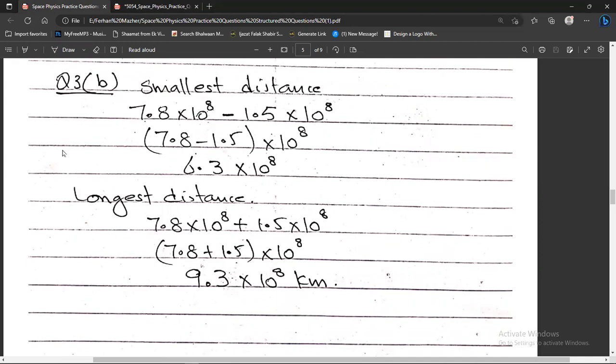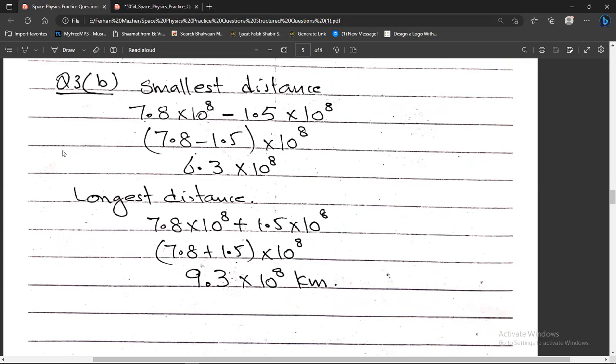So the distance between Earth and Jupiter will be the radius of the orbit of Jupiter minus the radius of the Earth's orbit. So it will be 7.8 ×10^8 minus 1.5 ×10^8. So I will take 10^8 common. In the bracket, you will have 7.8 minus 1.5, which will be 6.3 ×10^8. 6.3 ×10^8 is the smallest distance between Jupiter and the Earth.